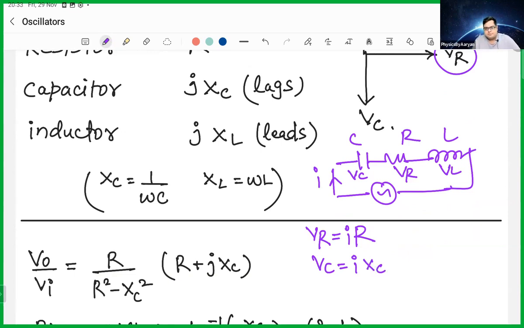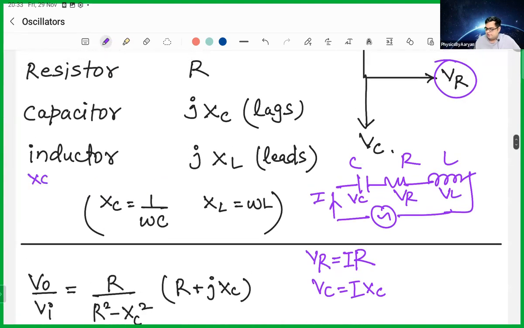What is XC? ठीक है, first of all current को capital I लिखते हैं, otherwise you will be confused. It's not iota, it is current. I into XC. Now what is XC? XC is the resistance of the capacitor. How much resistance a capacitor gives, and the formula of XC is given by 1 by omega C. I hope that you know this much of basic AC signals. XC is given by 1 by omega C.